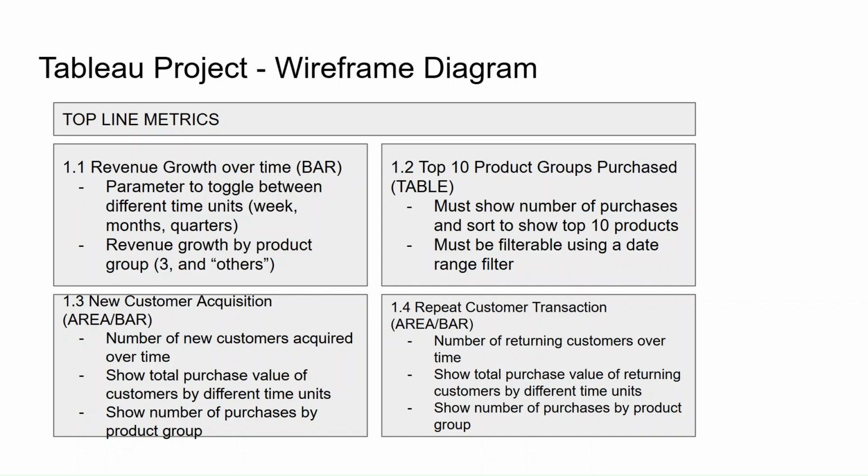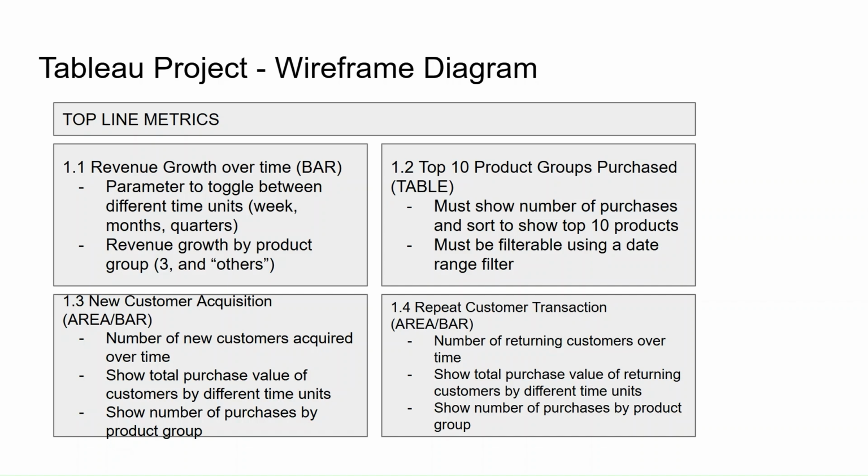In Visual 1.2, we have a top 10 product groups purchased within the business, and this is going to be a table. So within this table visual, we must show the number of purchases for each product group, and we should ideally sort this to show the top 10 products in the descending order of the purchase numbers. And this probably needs to be filterable by using a date range filter.